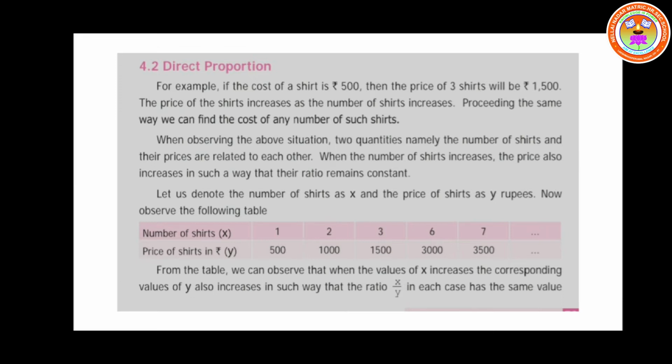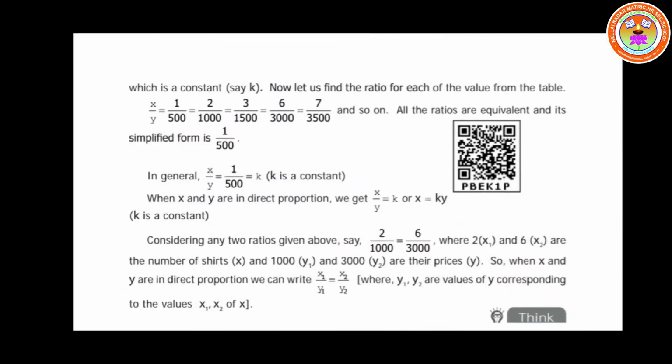Have you all understood, children? Yes or no? Yes, I have given some examples. Okay, now let us move on to the other part, which is a constant, say k. That is what I told you. You can take k as a constant term, that is x divided by y is equal to k. Now let us find the ratio for each of the values from the table. So x by y. So what is the cost of one shirt?